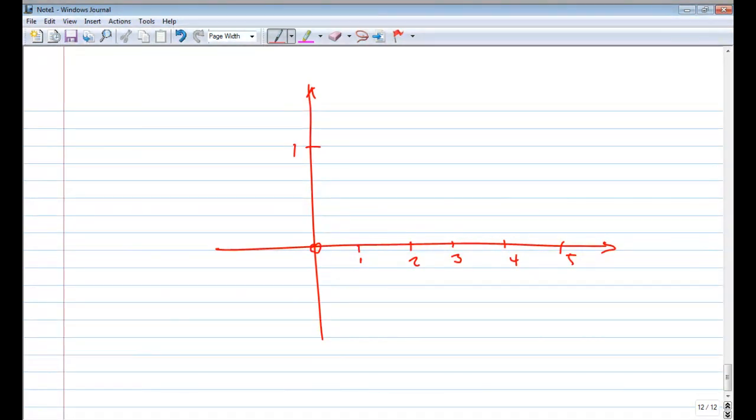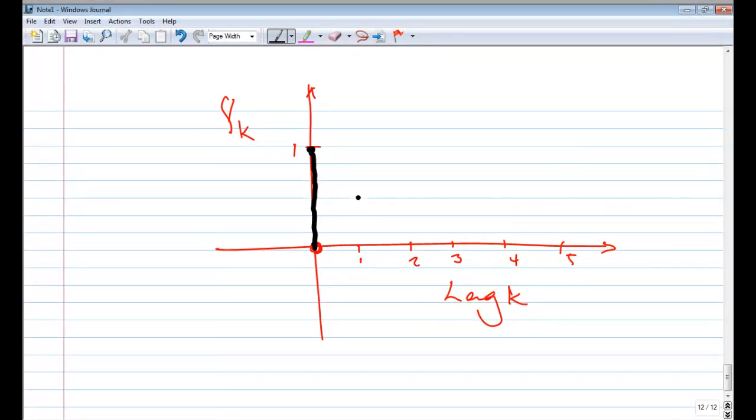Now, to draw your autocorrelation function plot, the y-axis represents the autocorrelation function at lag k, and the horizontal axis represents lag k. So here you have lag 1, lag 2, lag 3, lag 4, lag 5. If k equals 0, we have 1 for the autocorrelation function. So you draw it like this, and you go down.